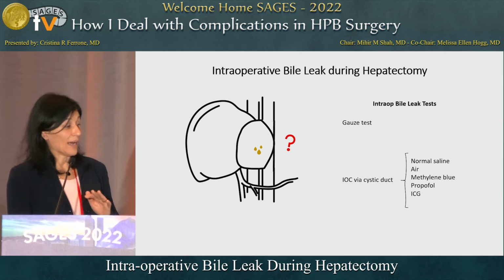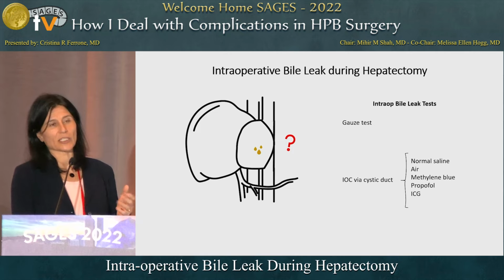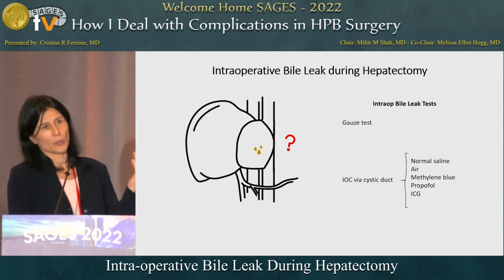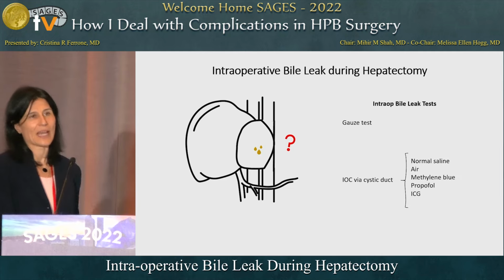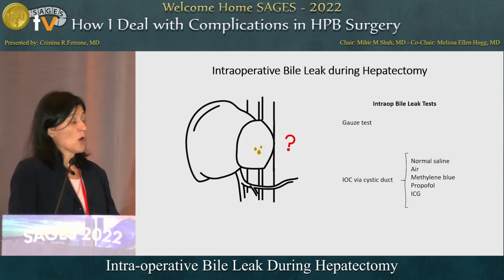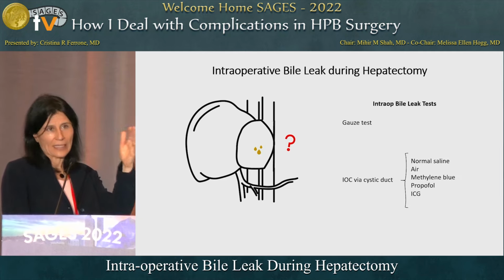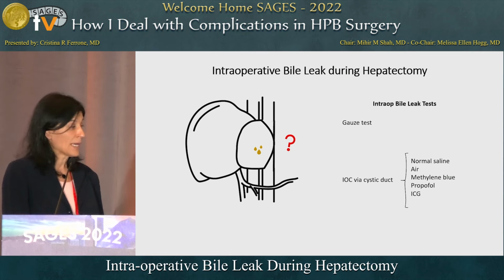I tend to use air more so than any methylene blue or ICG, because the problem is once you use the blue or the ICG, you can only do it once because then the field is really contaminated and it's really hard to see where the leak is. Whereas when you do air and you have some saline in there, you can see where it bubbles out.